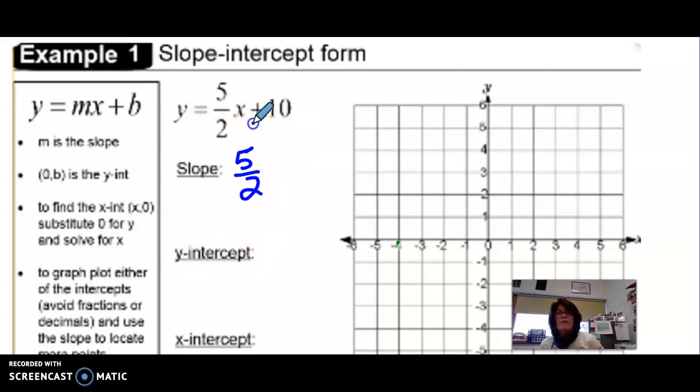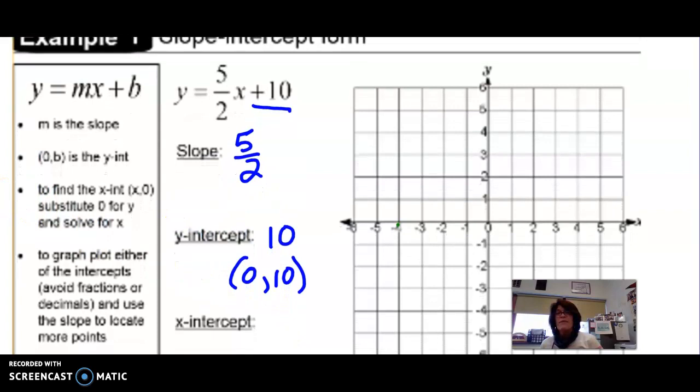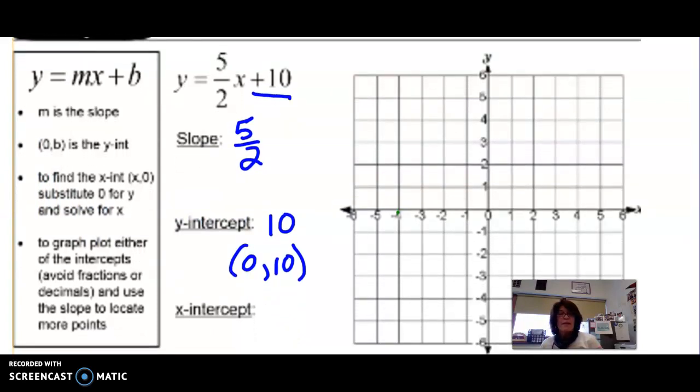The y-intercept is always this number, which makes sense, right? Because the y-intercept is what we get when we put 0 in for x. 5 halves times 0 is 0. 0 plus 10 is 10. It's actually an ordered pair. I don't care if you write y-intercept equals 10 or if you write it as an ordered pair 0, 10, either way. Now the x-intercept, unfortunately, we can't see right off the line.